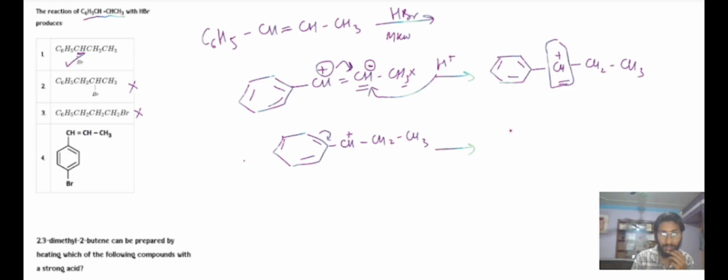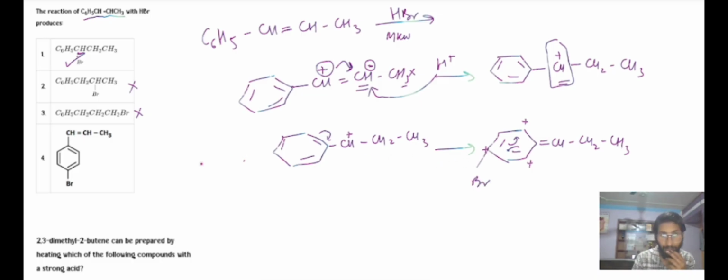What will happen next? The positive charge will come on the ortho position, and this will be like this, with a double bond here, and CH2 and then CH3. It will go under further resonance. The double bond will come like this. The positive charge will be like this here, and in the third condition the double bond can shift towards this, and the positive charge could be like this. So there is a possibility that the bromine could be attached to this.